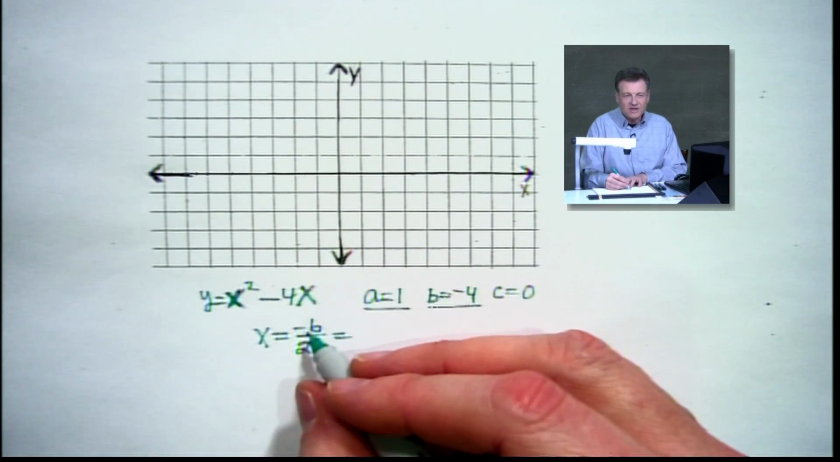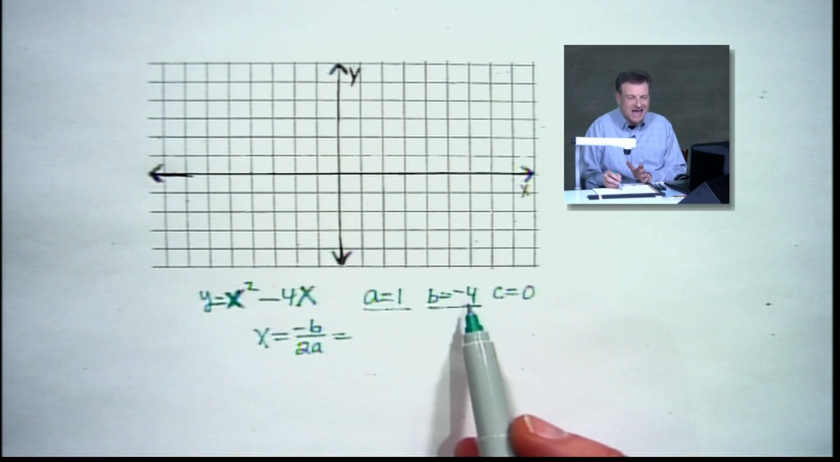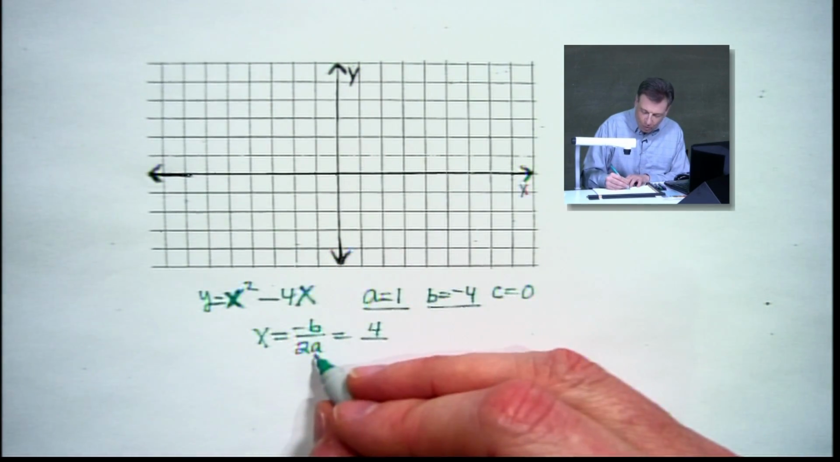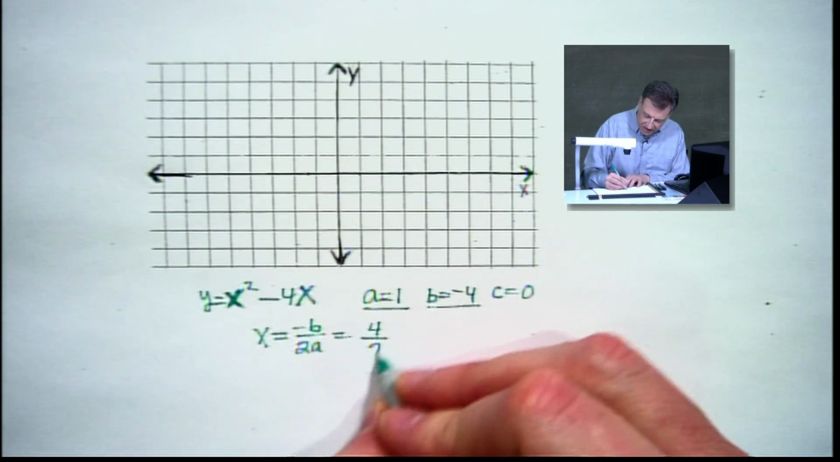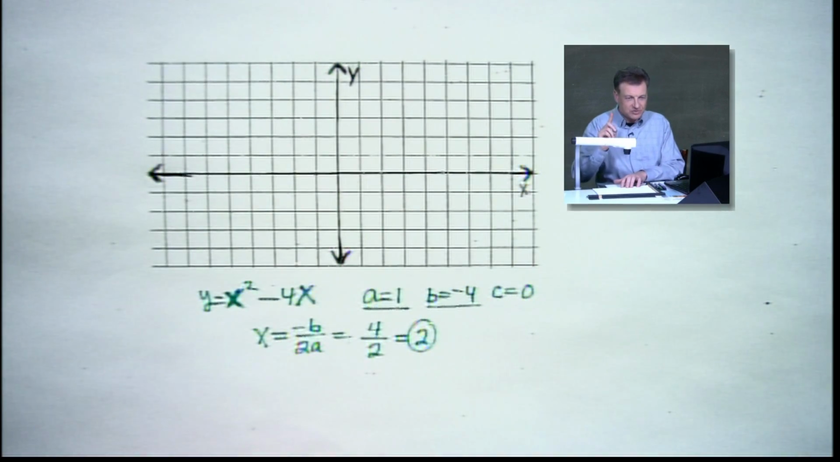The opposite of -4. That's why we don't just call that -b. We call it the opposite because we've got to change the sign. And that's going to make it positive, all right? And here we're going to put in 1 for a. So that's like saying over 2. So guess what? X is equal to 2, just like I promised you it would be.